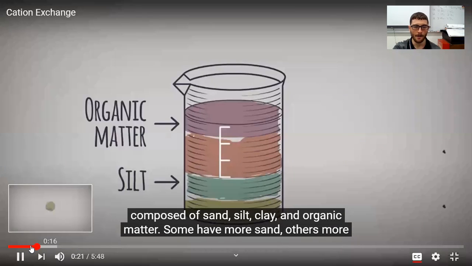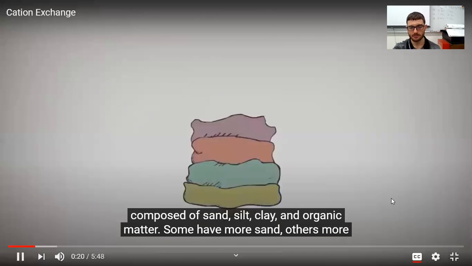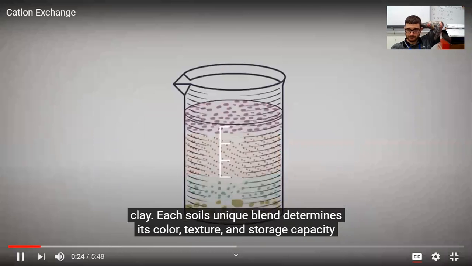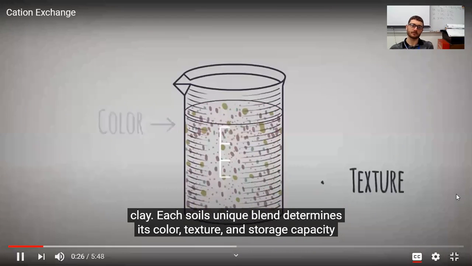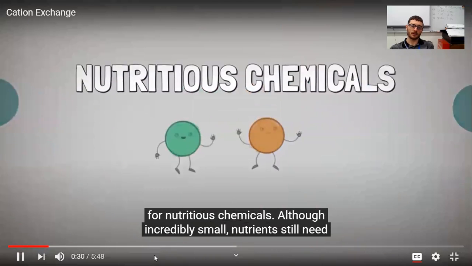Some have more sand, silt, clay, and organic matter. Some have more sand, others more clay. Each soil's unique blend determines its color, texture, and storage capacity for nutritious chemicals.